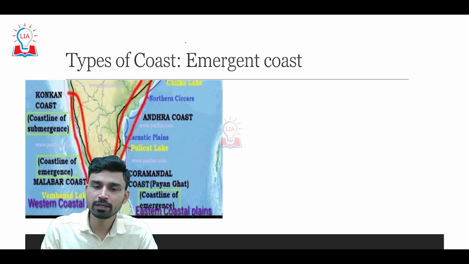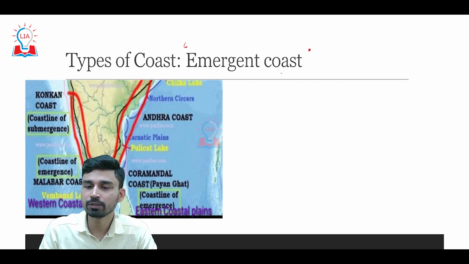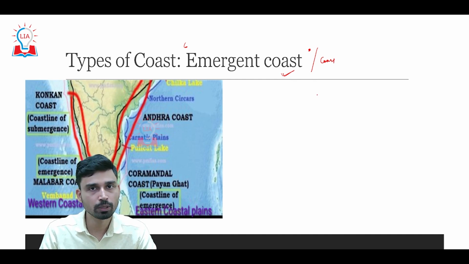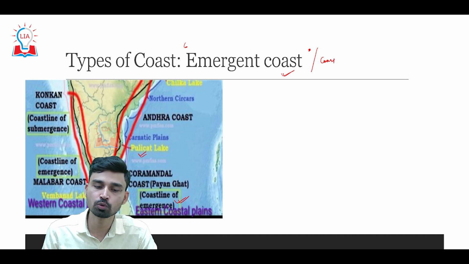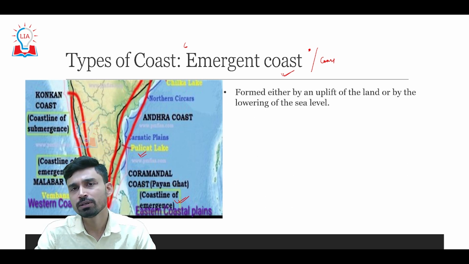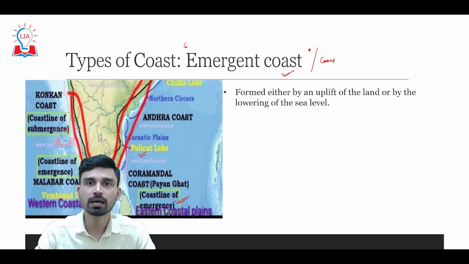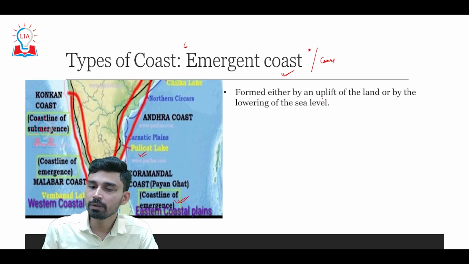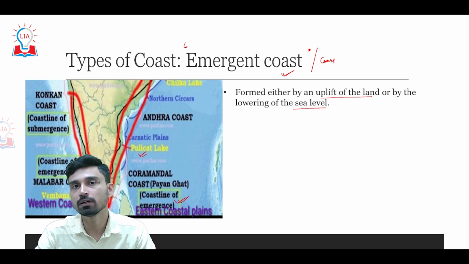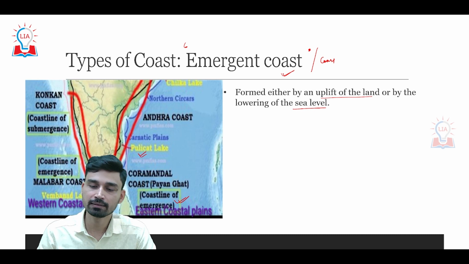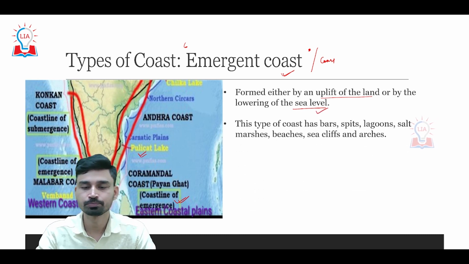So first of all, we can classify the coast into two categories. The first such coast is what we refer to as the emergent coast, or the coast of emergence. For example, if you look at the map of India, the eastern coast of India is believed to be a coastline of emergence. Now, an emergent coast develops either due to the upliftment of the coastal land or by the lowering of the sea level. Obviously, if the earth is in the phase of cooling, then the glaciers will retreat and thus we will have the lowering of the sea level.